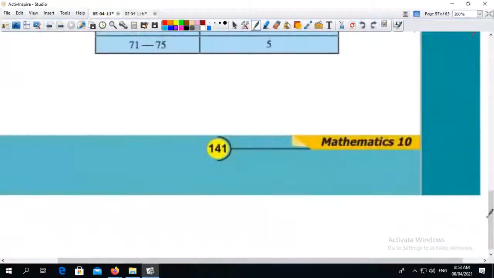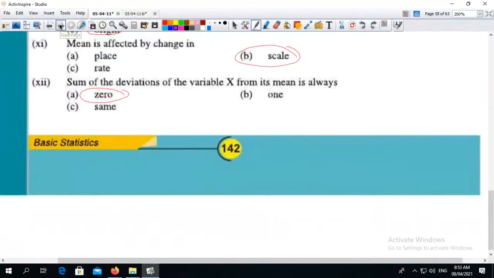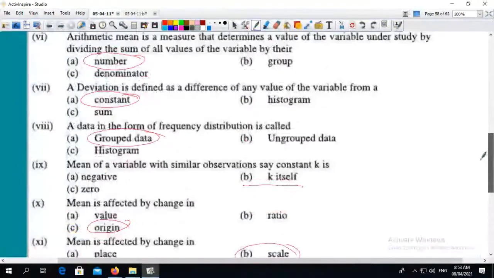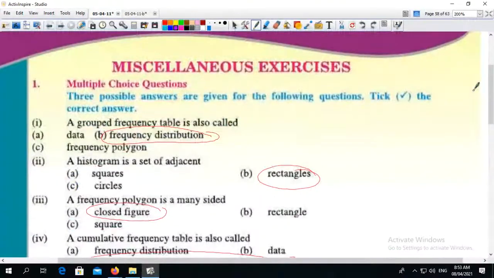First we come to the exercise. This is our MCQ, miscellaneous exercise, multiple choice questions. Three possible answers are given for the following question. Tick the correct one. First, a grouped frequency table is also called frequency distribution.